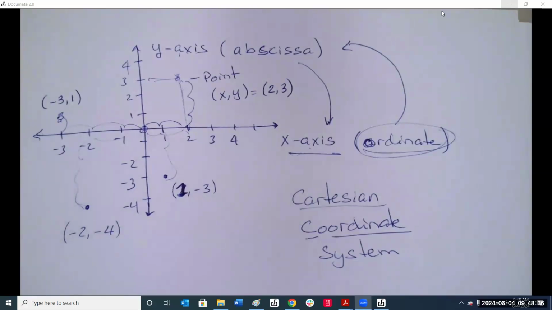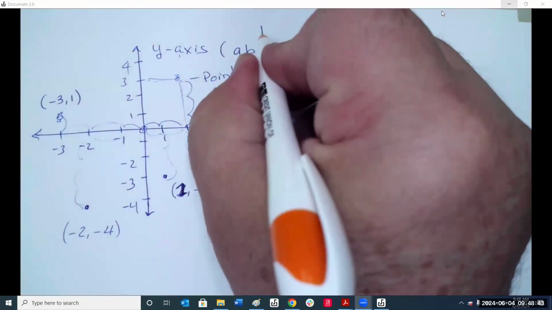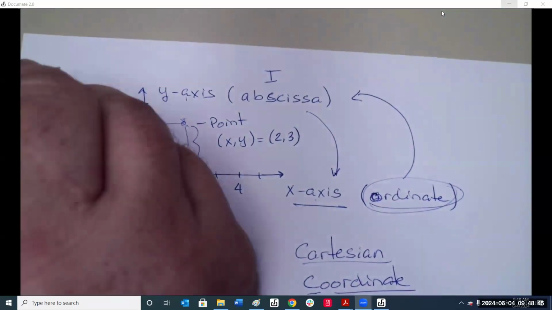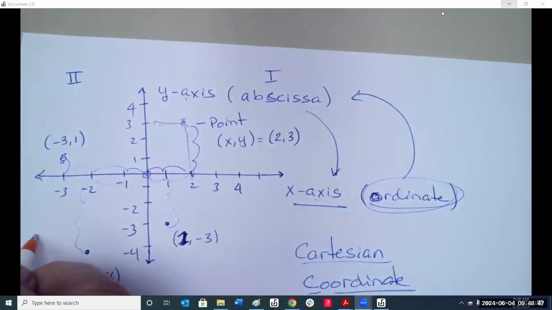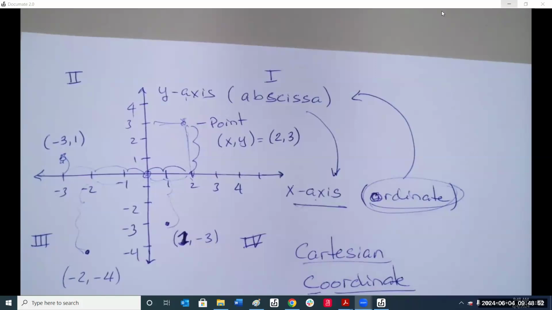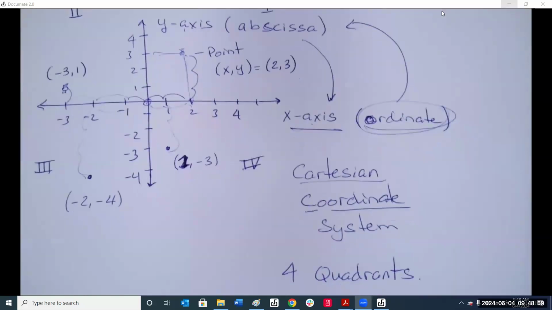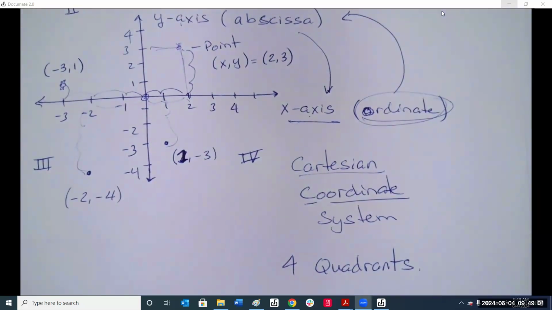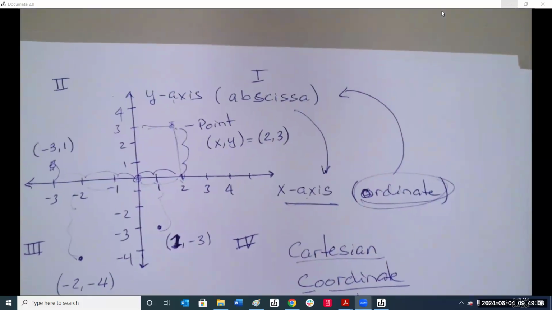So that's how Rene Descartes figured out this coordinate system works. And yes, we do have 4 of these. They're called quadrants. Why are they called quadrants? Yeah, because quad means what? 4. There's 4 of them.